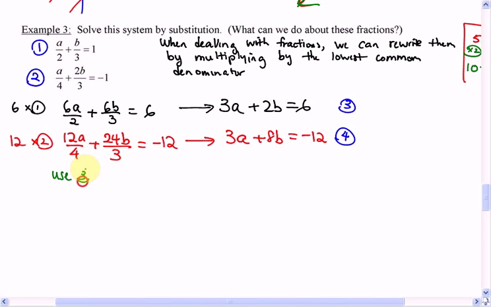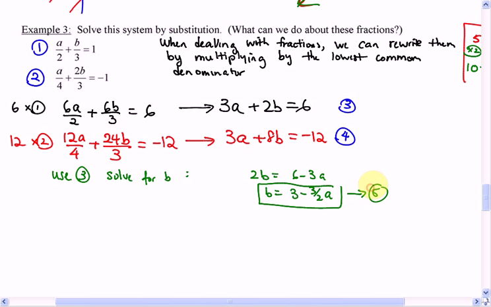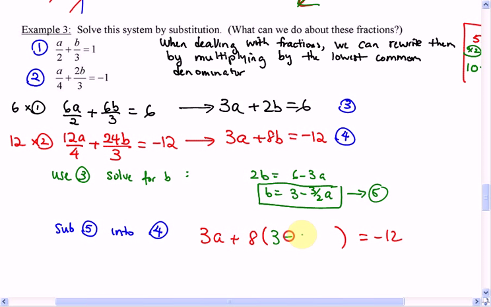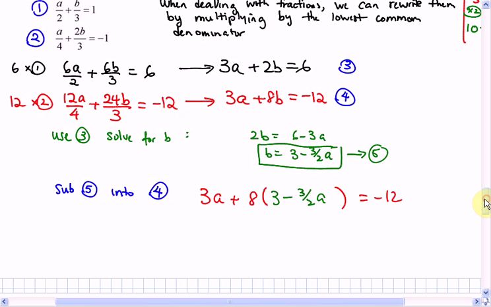I'm going to use equation 3. Let's say I'm going to solve for b. This is now equation number 5. I'm going to sub 5 into, let's say, 4. Right, the rest of this is just the same as before, so I'm going a little bit fast probably for most of you. But once again, you can stop the tape if you need to.